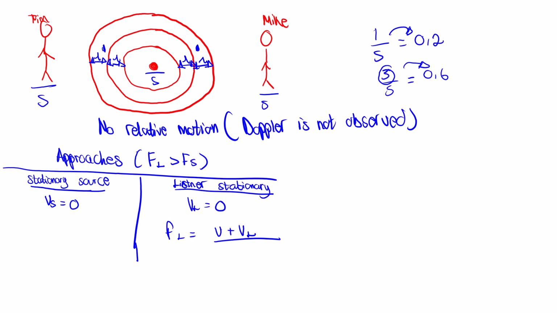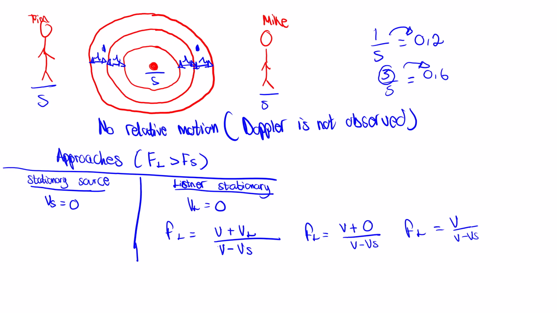But then as my numerator increases, I want my denominator to decrease so that my FL is greater than my FS. So it's going to be V minus VS, right? From here, we already know that VL is equal to 0. So FL is equal to V plus 0 over V minus VS, which is going to be FL equals V over V minus VS, right?